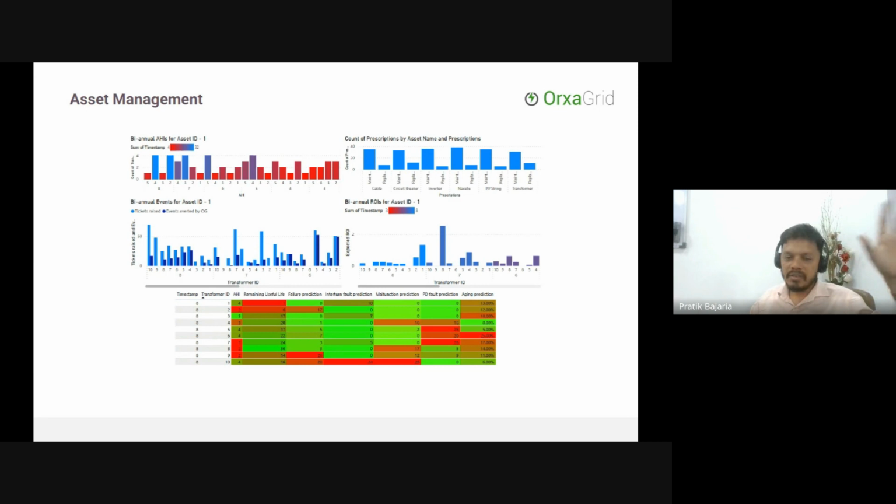Now, what you're seeing on the screen is definitely for a transformer, but these are generic dashboards. They get replicated to any asset for that matter. It could be cables, circuit breakers, inverters, nozzles of a wind turbine, or PV strings. So with a cable, if you get the gap dashboards from OrxaGrid, we'll be giving you 6 monthly health indices, and 6 monthly events of what was predicted by OrxaGrid versus what actually happened in field reality.